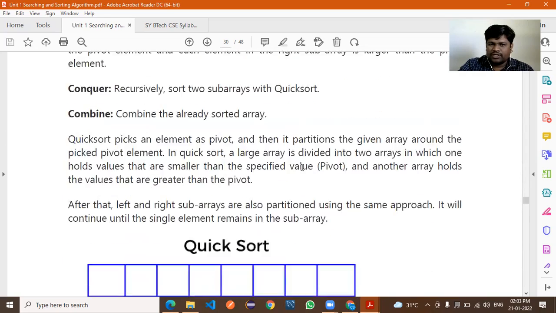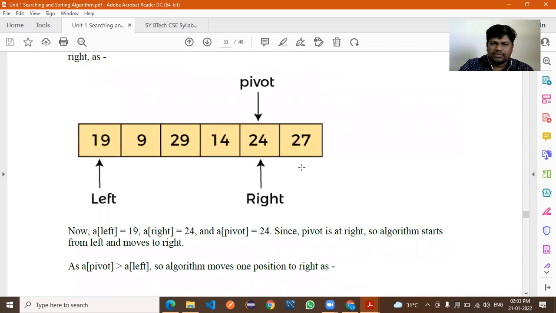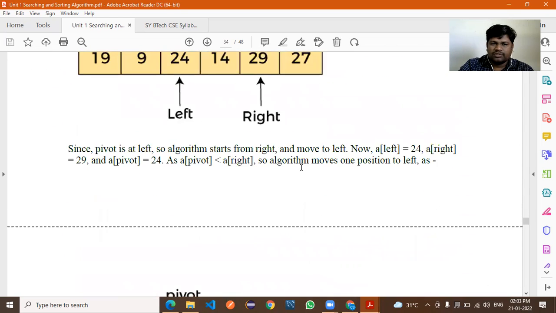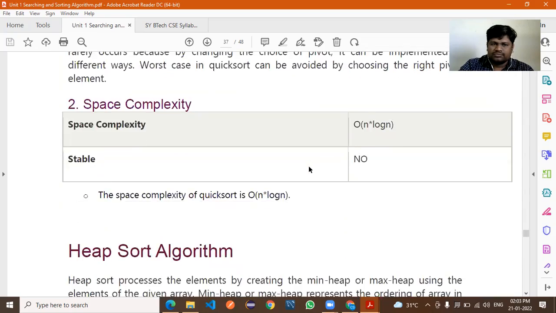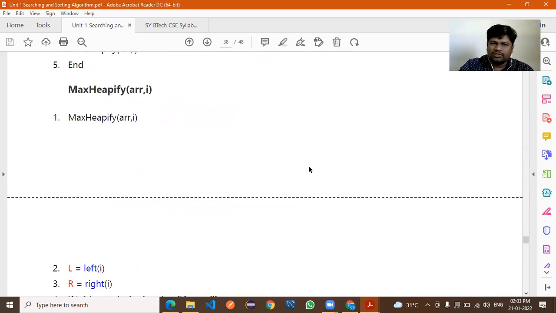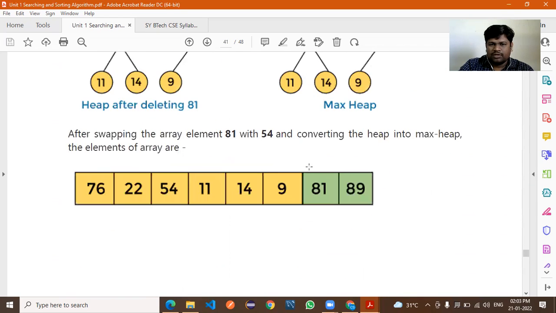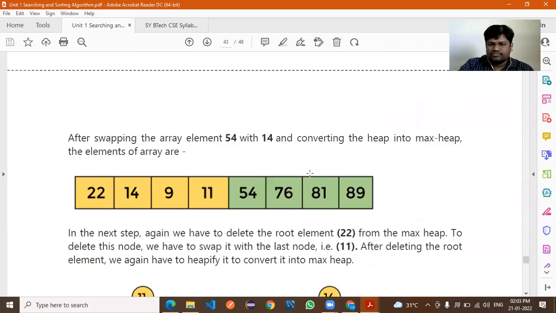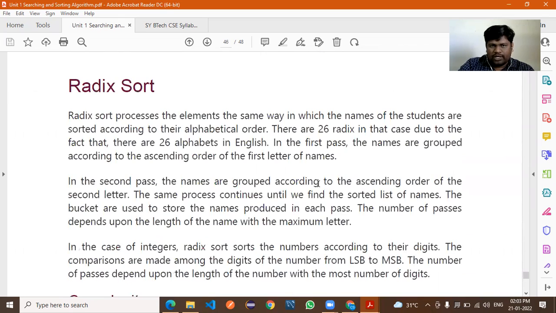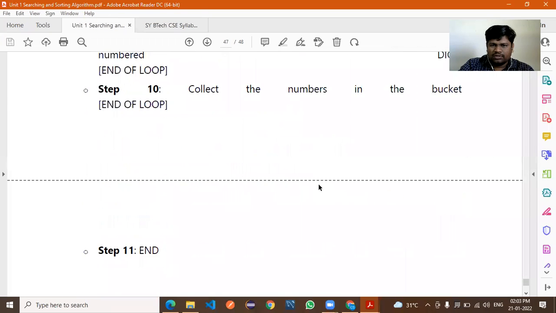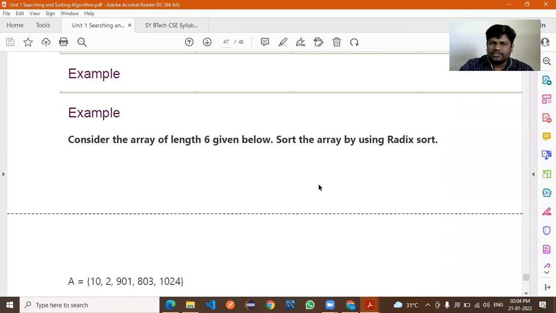Next is the quick sort, and again, how many algorithms remaining? Quick sort, heap sort. So these are very interesting algorithms. And radix sort. Right. So these 3 algorithms we will discuss in the next session.